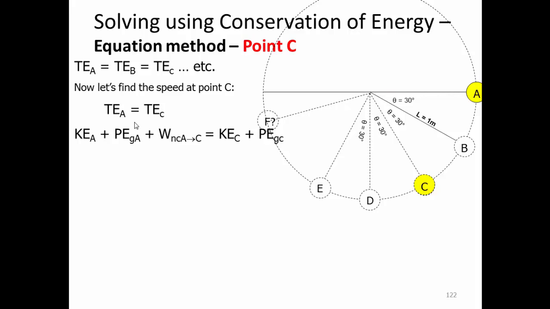Here are our components of energy at A and at C. For A, we have kinetic energy, potential energy, and if there's any work non-conservative that happens as we go from A to C, we put this on the left side of the equation. On the right side, we have kinetic energy at C, and we have some potential energy at C potentially.